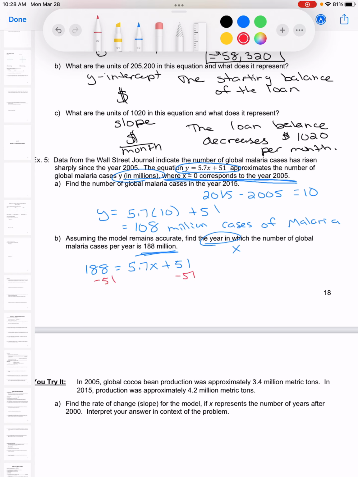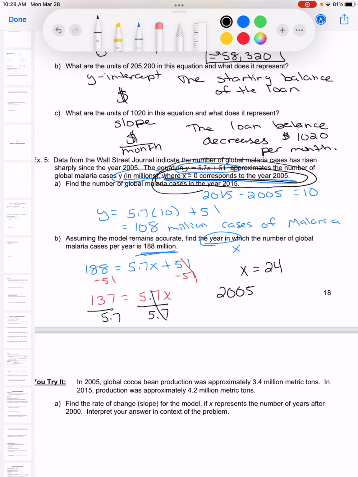Again, we've done this in other sections, not so much in this one. So I subtract 51. I get 137 is equal to 5.7x. I'm going to divide both sides by 5.7. So I get x is equal to 24. 24 is not a year. We started at 2005. So I'm going to say 2005 plus 24 is going to give me the year 2029.